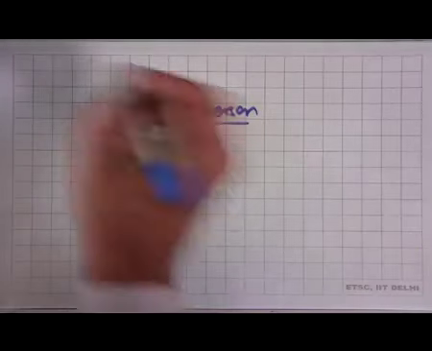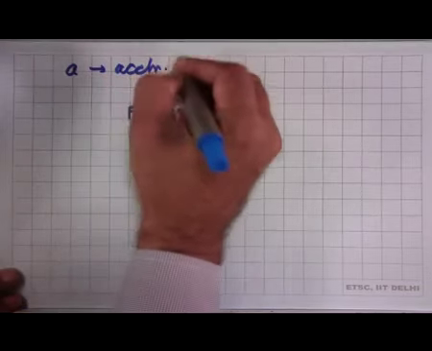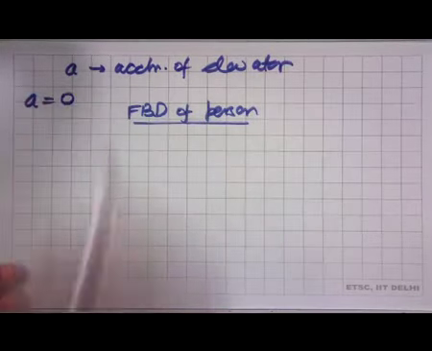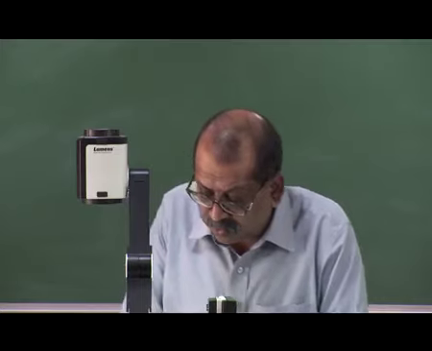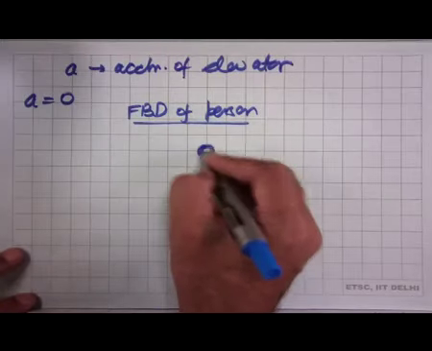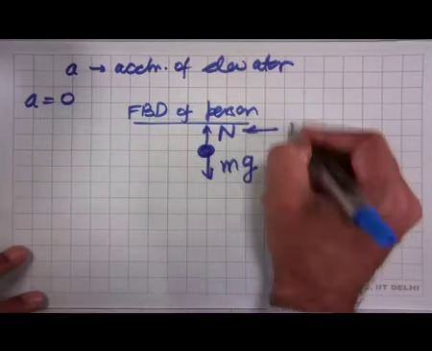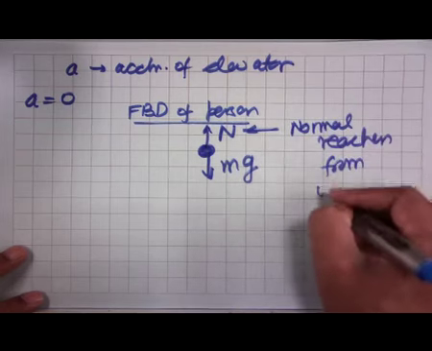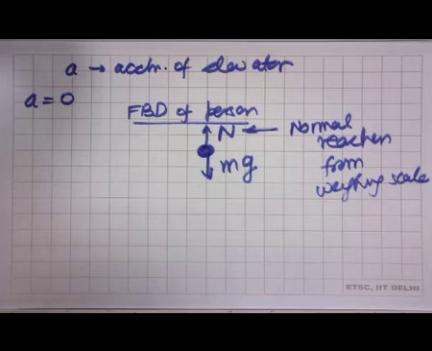So, first let us take the case when acceleration A is the acceleration of the elevator as seen from a ground frame, and first we look at the case when A is equal to 0. That means the elevator is at rest. It is something like I am standing on a weighing scale. And then what we find is, if we draw the free body diagram of the person, we have his weight acting down, and N, the normal reaction from the weighing scale. And this free body diagram stays the same whether the elevator is moving or not moving.